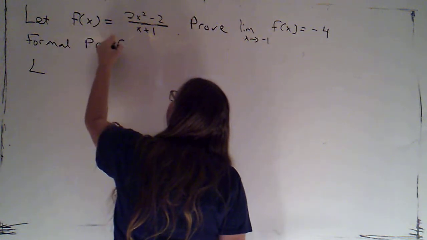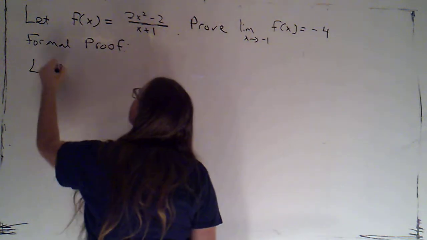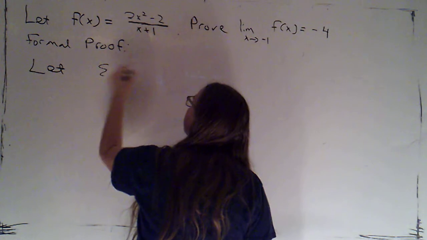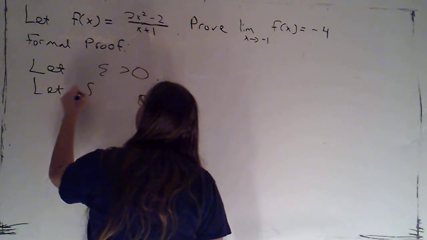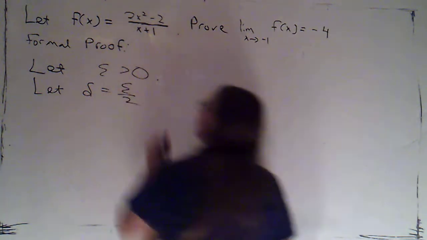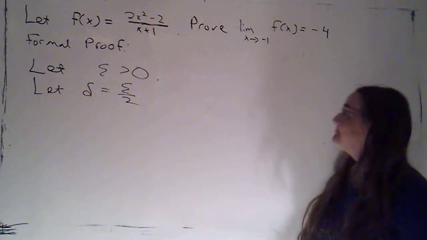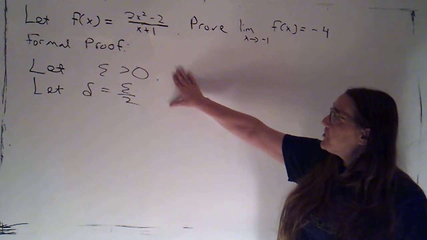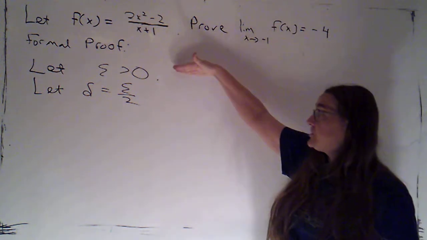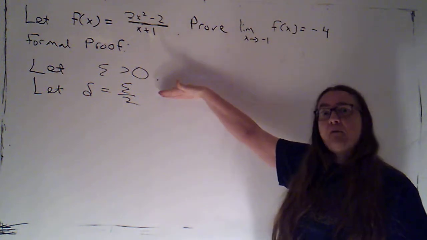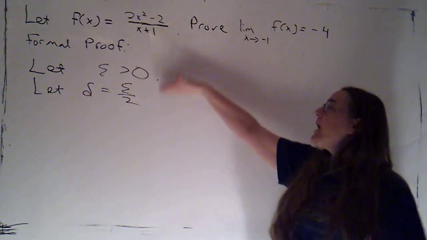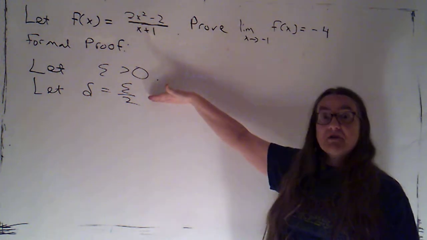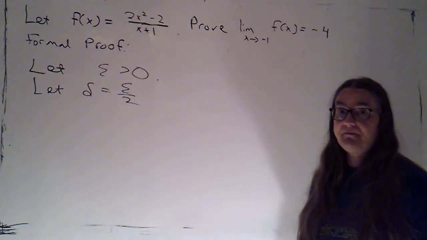So, let's see. Formal proof. Just going to indicate that that's starting right here. So, let epsilon be bigger than 0. Let delta equal epsilon over 2. So remember, the first 2 lines are just to acknowledge the challenge and then say how we're going to beat it. We introduce epsilon, we introduce delta. And we have to introduce epsilon first because we're describing delta in terms of epsilon.